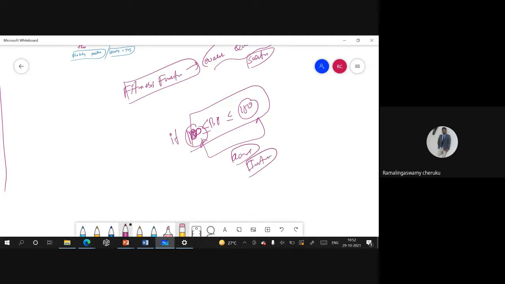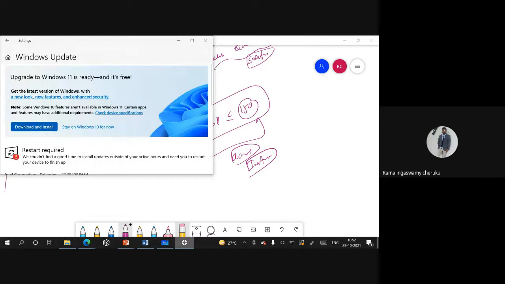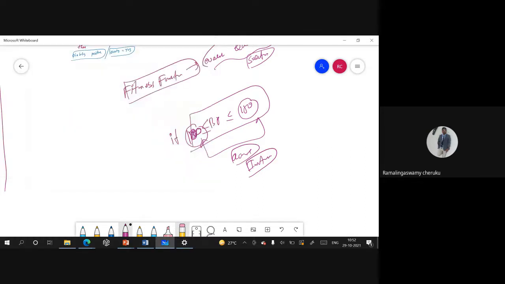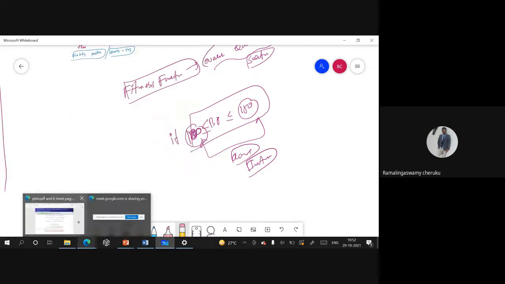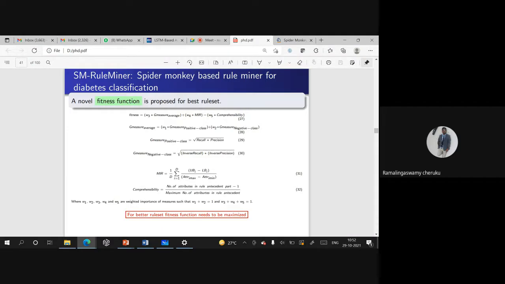So this interval should also not be too large and not too compact. If it's too compact, it won't cover many values. If the interval gap is too large, it will cover too many values. So we have to pick the ideal gap for this interval selection, so that we end up getting good compact rules. That's why we have taken the interval rate into consideration too.